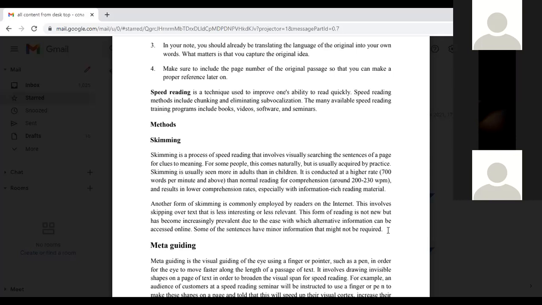So this moving on is called skimming. Skip करके आप आगे जा पढ़ते हैं. आज के दिन में किसी को भी टाइम नहीं है कि न्यूज़पेपर खोल करके.